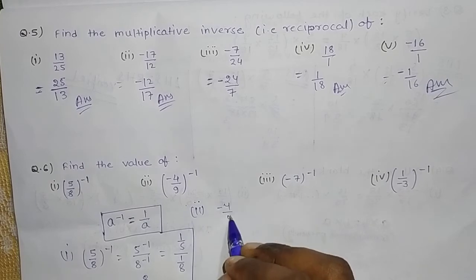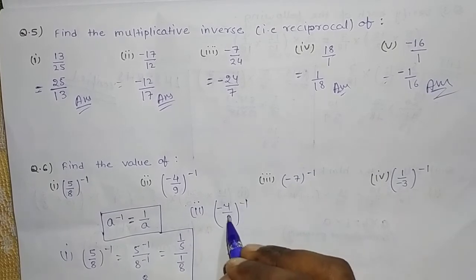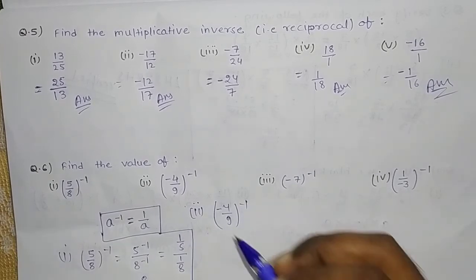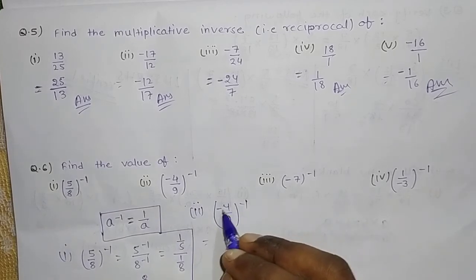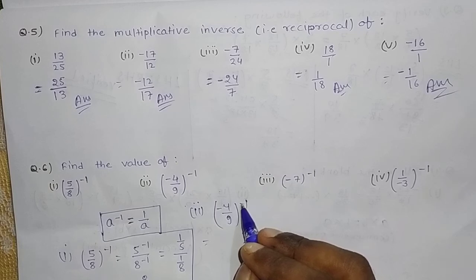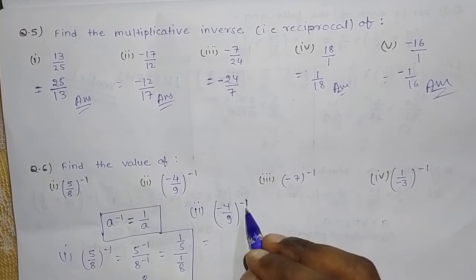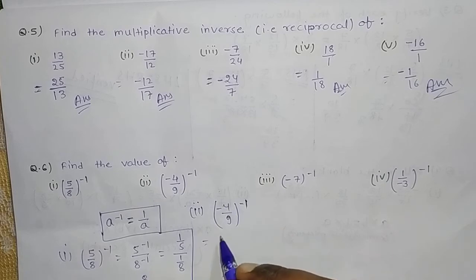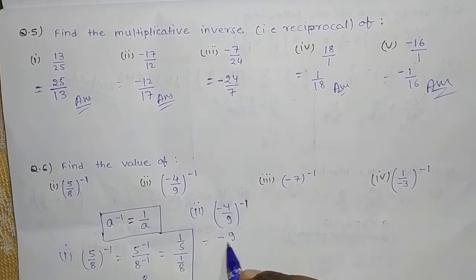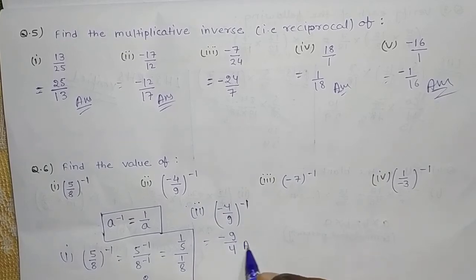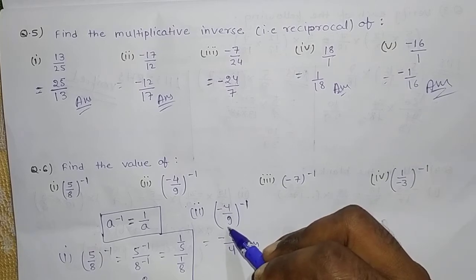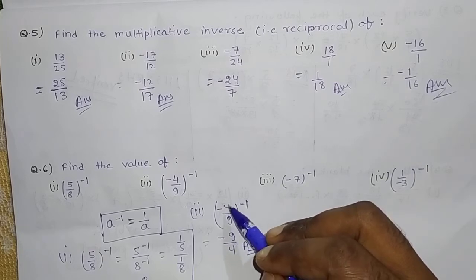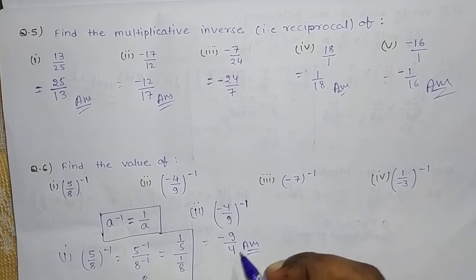Minus 4 upon 9 to the power minus 1. Directly we can solve this question by just reciprocal it. Minus 4 by 9 to the power minus 1. So here we have to remove minus 1 power. So just reciprocal it, that minus 4 upon 9, it becomes minus 9 by 4. This is the answer. Minus 4 goes to the denominator and 9 goes to the numerator. Now this is the answer.